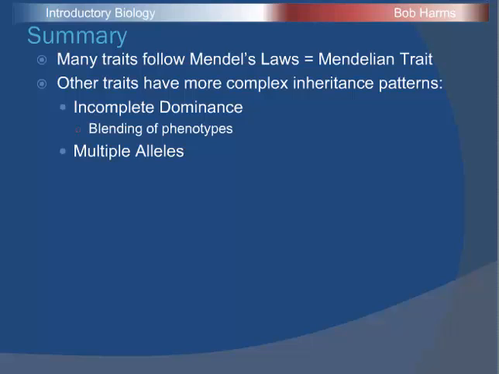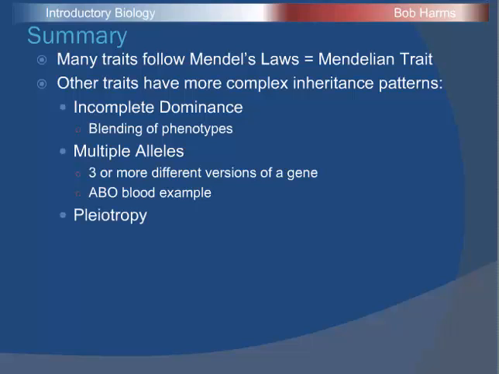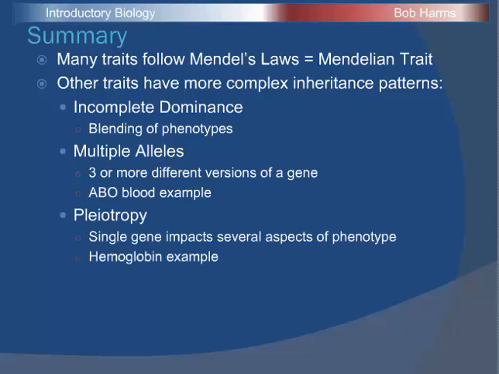We could have a multiple allele example, like our blood example, where we've got 3 or more different versions or different alleles of a particular gene, and we looked at our ABO blood type in humans as that example. Pleiotropy. We could have one gene affecting several aspects of our phenotype. For example, our hemoglobin, looking at not only sickle cell anemia, but malaria and that heterozygous advantage.